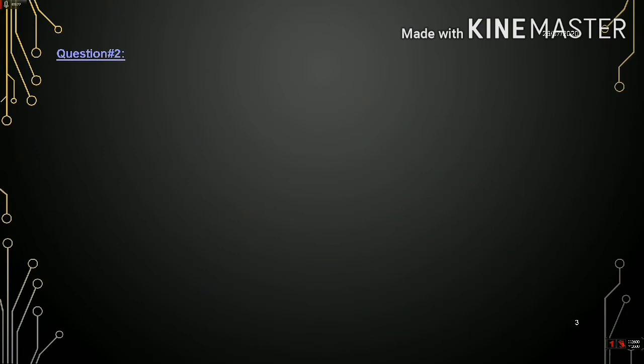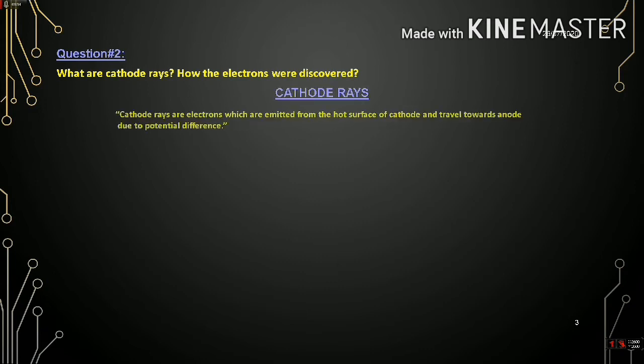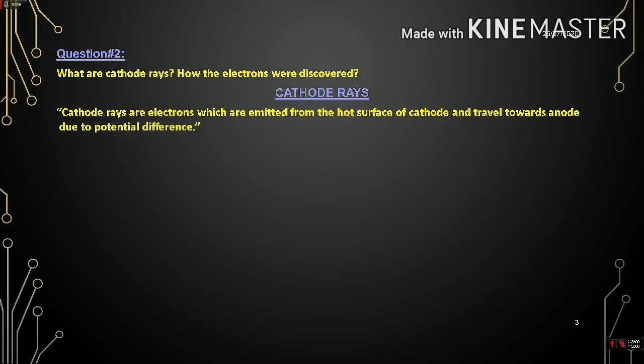Question number 2 is, what are cathode rays? How were the electrons discovered? Cathode rays are electrons which are emitted from the hot surface of the cathode and travel towards the anode due to potential difference.